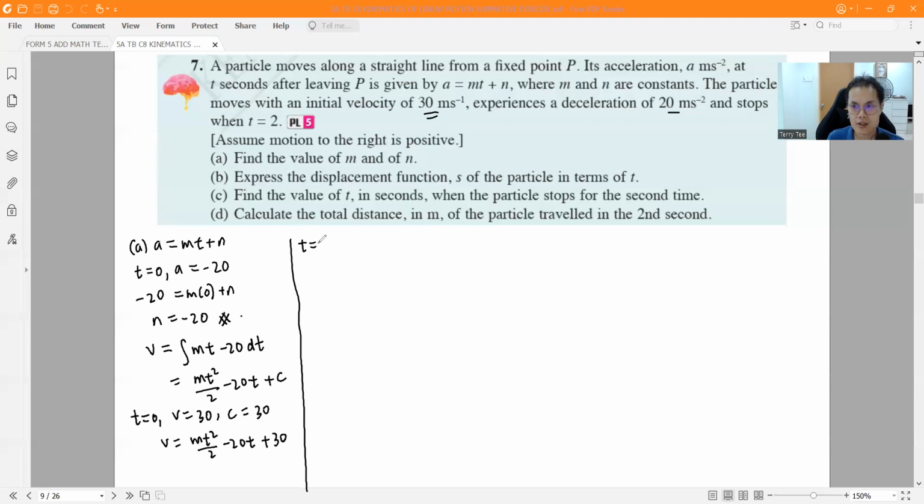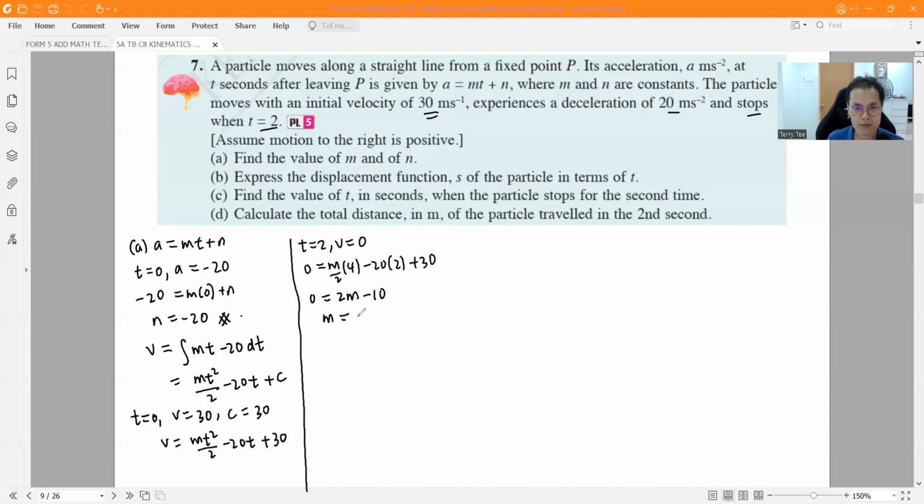When t is 2, v is 0. Yeah, it stops when t is 2. So I'm going to put 0 inside here, put 2 inside here, m over 2. 2 squared is 4. 20 times 2 plus 30. Now, this is going to give us 2m here, minus 40 plus 30 is minus 10.